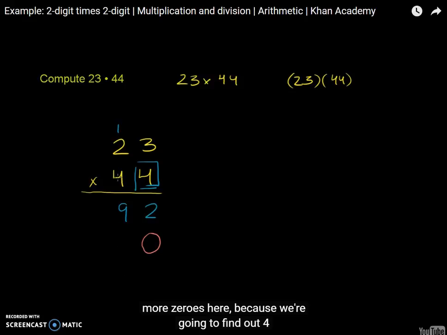Because we're going to find out that 4 times 23 is 92. We just figured that out. If we just multiply this 4 times 23 again, we would get 92 again. But this 4 is actually a 40, so it actually should be 920, and that's where we're putting that 0. Now you're going to see it in a second.